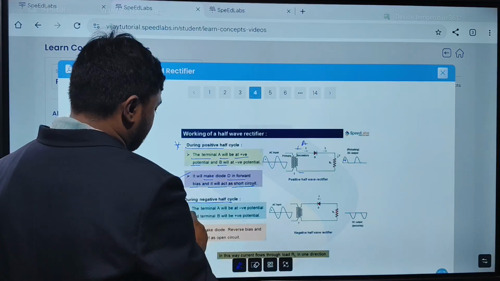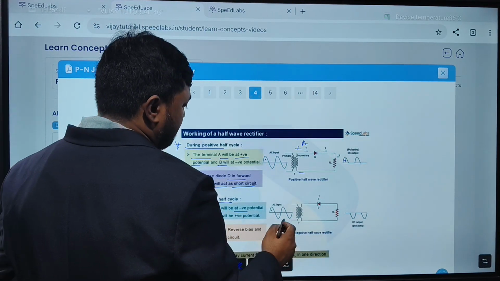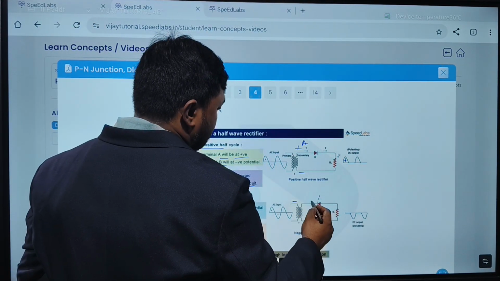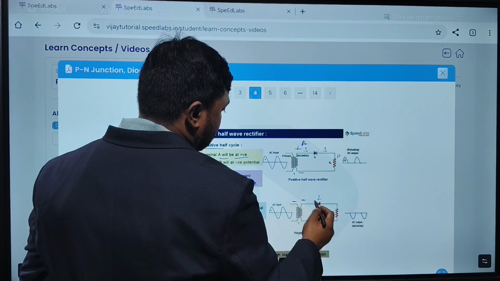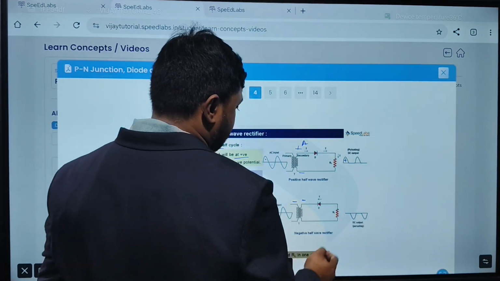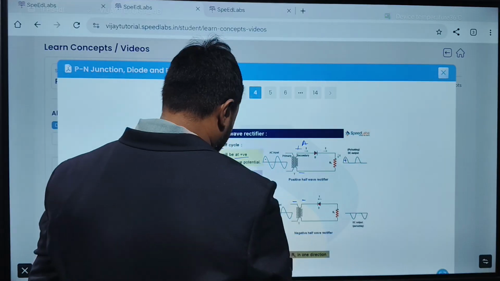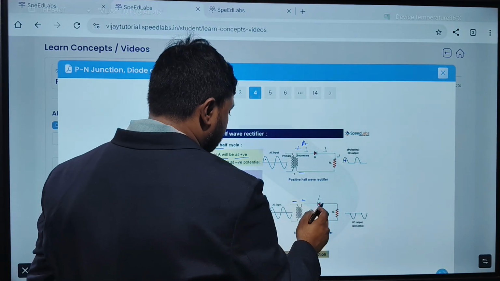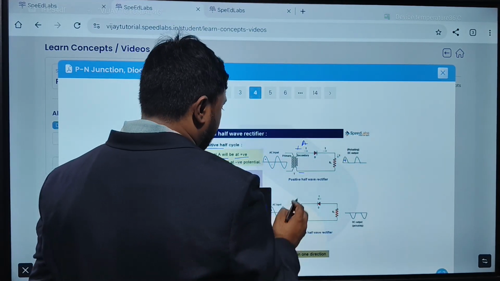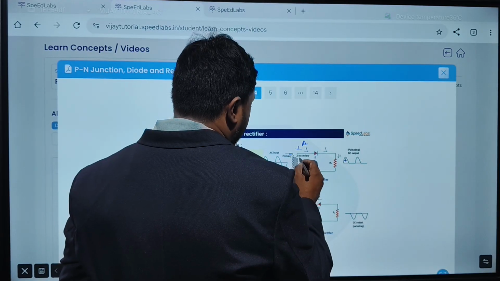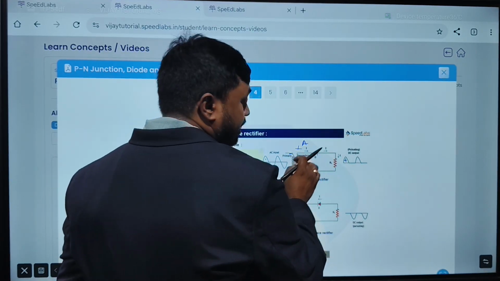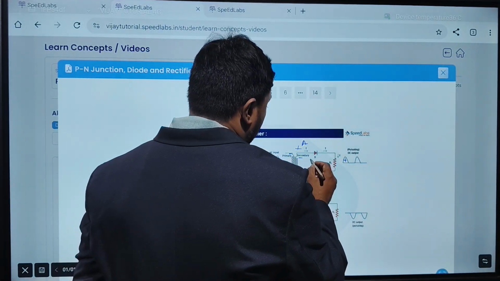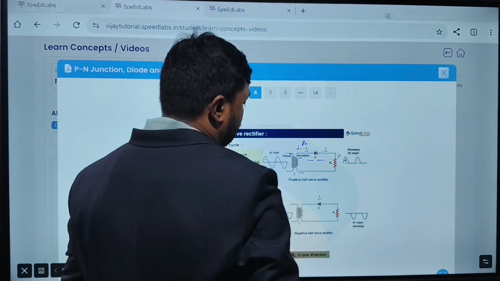During the negative half cycle, what happens? Terminal A will become negative. Yes or no? Don't change the diode, actually here they have changed. So try to understand here only. During the negative half cycle, negative is induced here, so when P is connected to negative, it is reverse bias. So the diode will not conduct, it will act as an open switch.